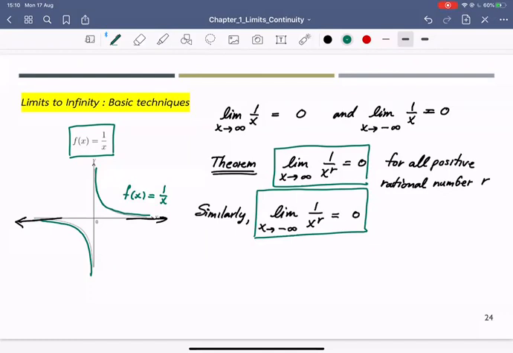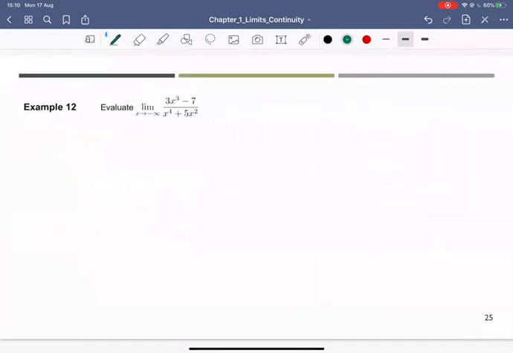So let's look at the example first. Example 12, let's start from the basic. This is the one that some of you have learned in high school. So let's look at how to do it first. I will write a full solution here. Make sure you look at my solution, and in order to get full credit on the exam, the way you write the solution should be the same or similar to what I am going to show you. All right, so here I see the limit as x goes to negative infinity.